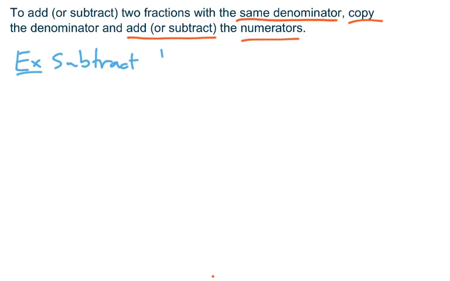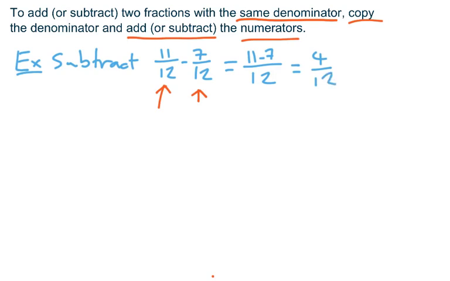Suppose we want to subtract 11/12 minus 7/12. Notice that these denominators are the same. If they are the same, you copy the denominator, and then you, in this case, subtract the numerators. 11 minus 7 is 4, so the fraction is 4/12.